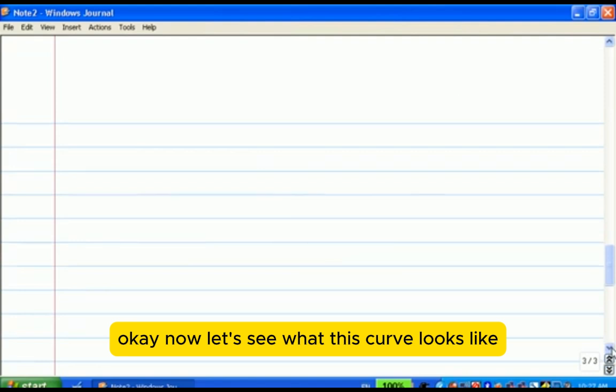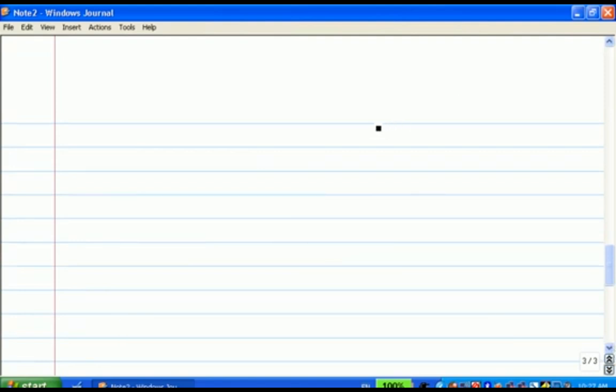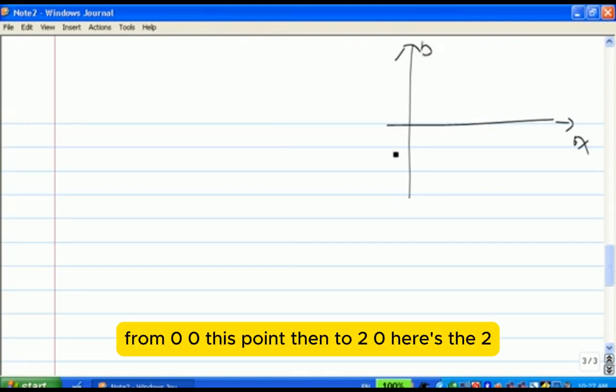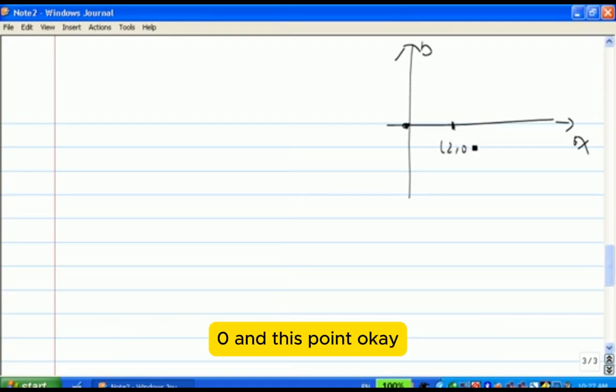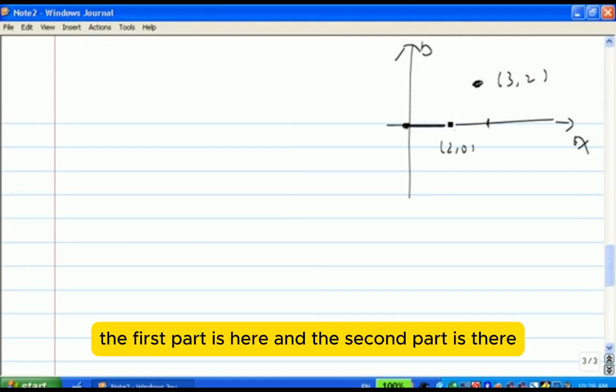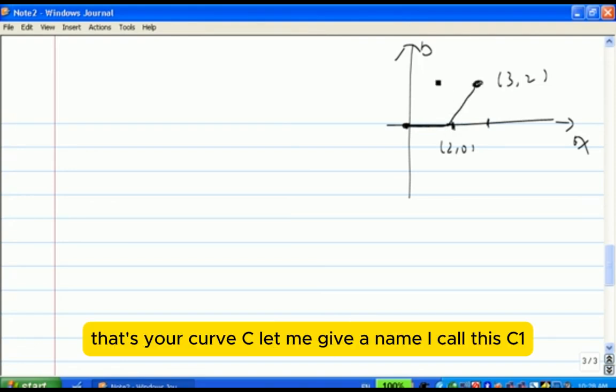Okay, now let's see what this curve looks like. On the x and y axes, from 0, 0 to 2, 0. Here's 2, 0. Then from 2, 0 to 3, 2. So this point is 3, 2. So your curve C really is two parts. The first part is here and the second part is there. That's your curve C.